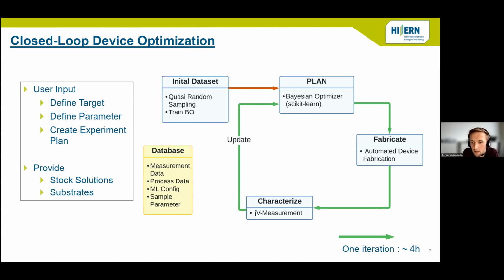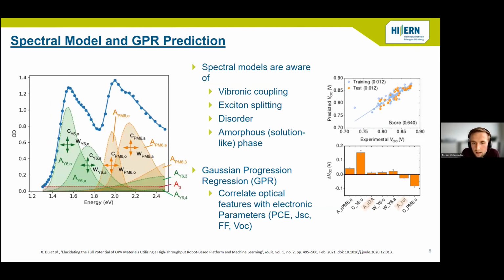So we were trying to reduce the time of one cycle a little bit, and in order to do so, we used a tool that was developed by some colleagues of mine. Basically, we can predict the efficiency of the finished solar cells by just looking at the absorption spectra of the active layer. This is from a paper from a colleague of mine published last year, if you're more interested in the details. But in short, we have a spectral model.